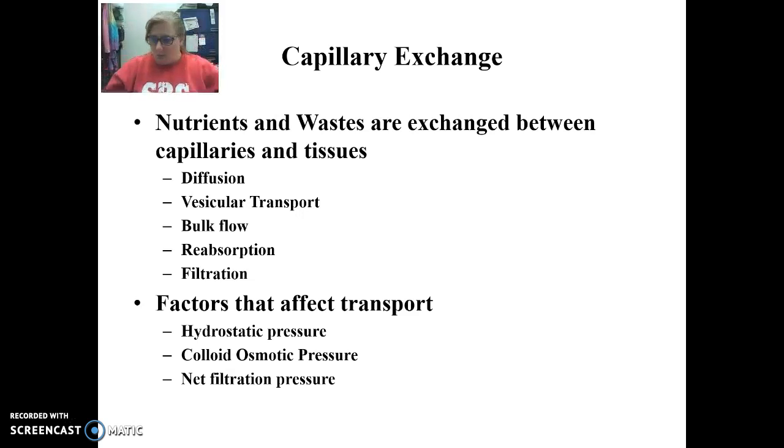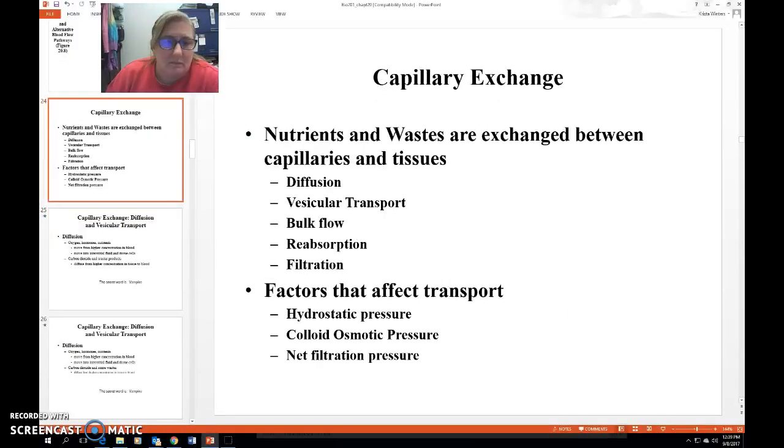So the more pressure we have pushing fluids out, the more likely materials will leave the cells, leave the blood, and go into the interstitial regions. Colloid osmotic pressure is the pull of fluids back into the blood.